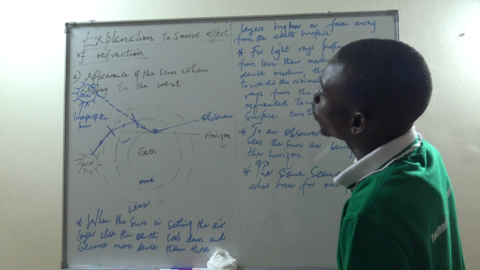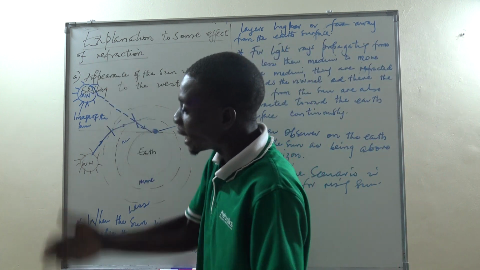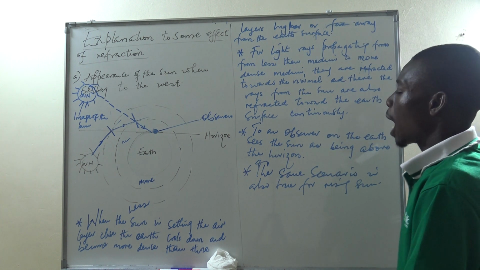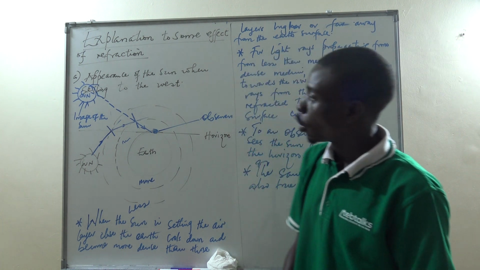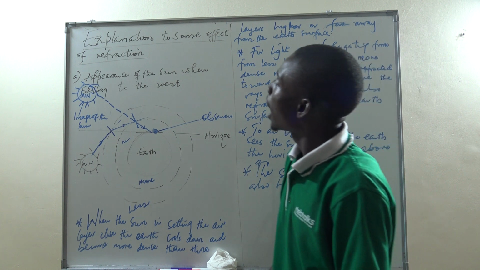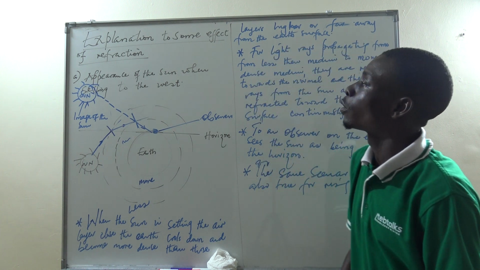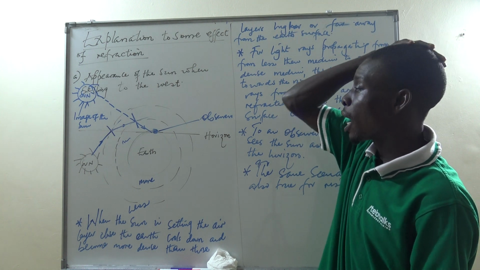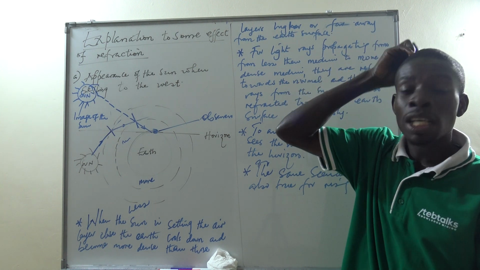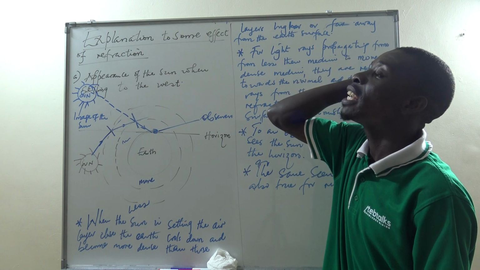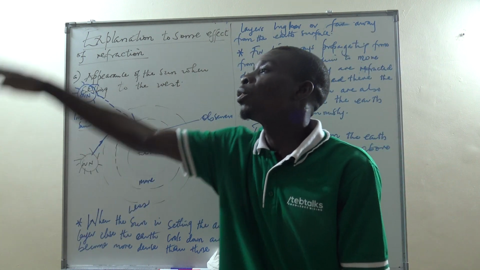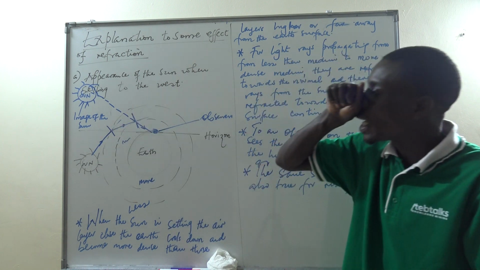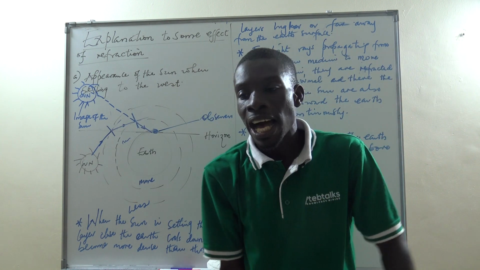So if they ask you to explain this scenario, it is for both setting and rising, okay? So it can also apply to that. So that is one of our explanations of some effects of refraction. It is refraction that makes us see the sun before rising, and it is refraction that makes us see the sun even after setting. It has already gone, but we still see it. So the image is the one that we see as a result of continuous refraction towards the earth.